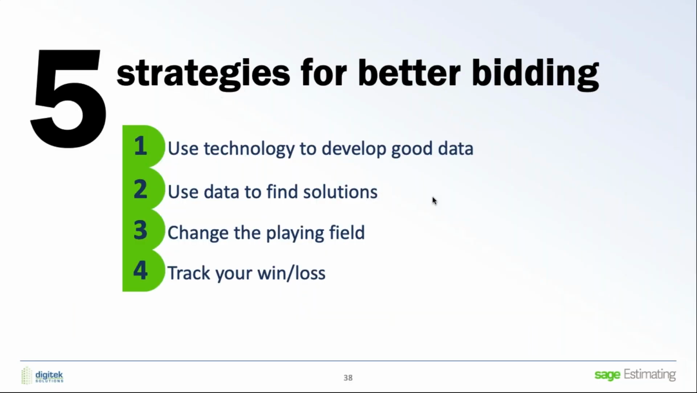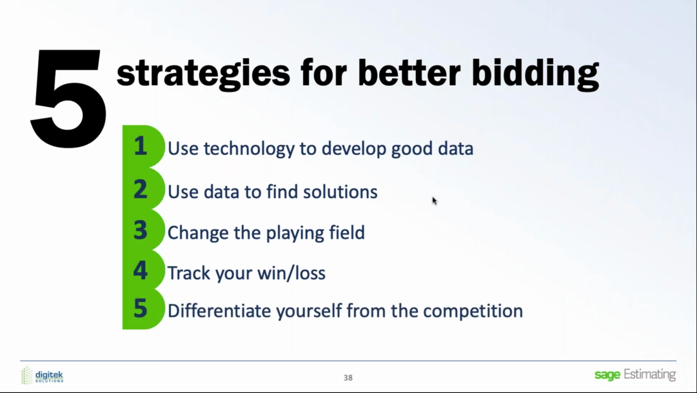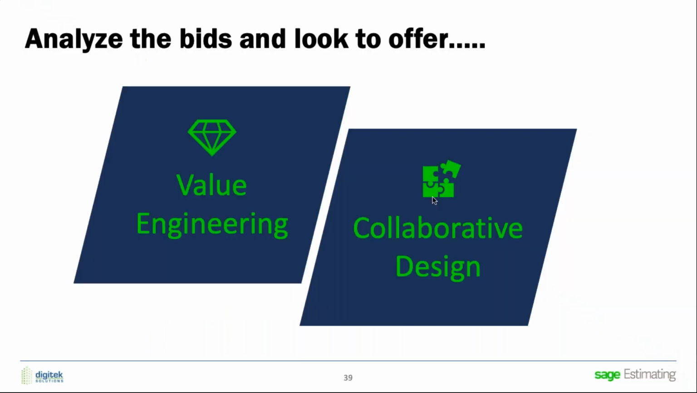So let me take that to the next level. The number 5 item is we need to differentiate ourselves from the competition. And I talked about this a little bit in changing the playing field, but to go even deeper is, are we offering value engineering when we can?